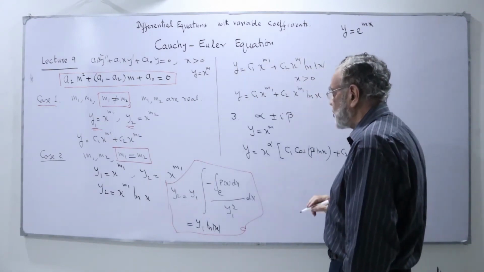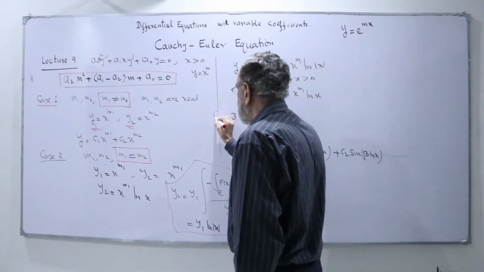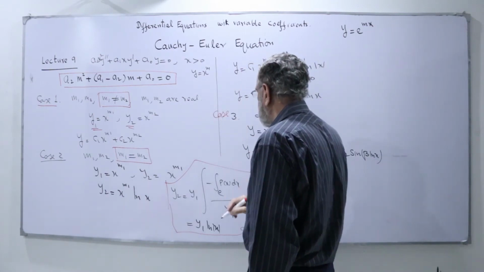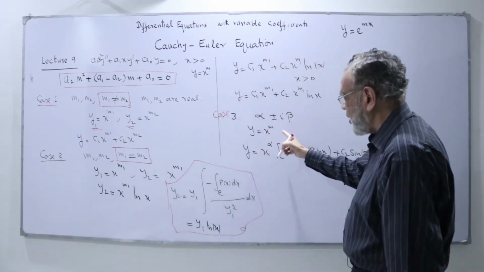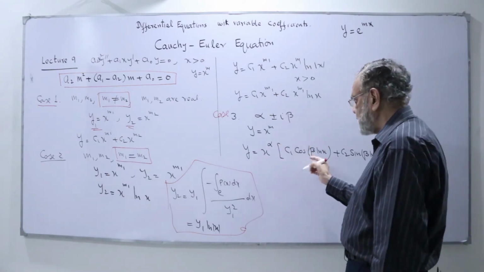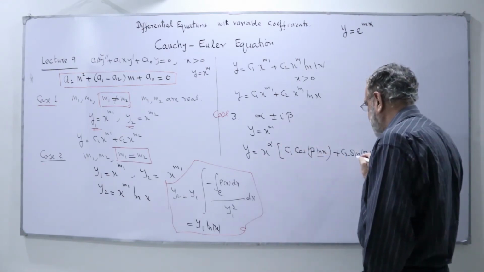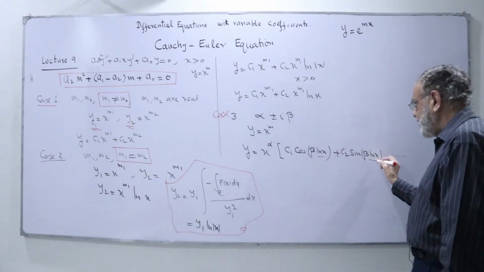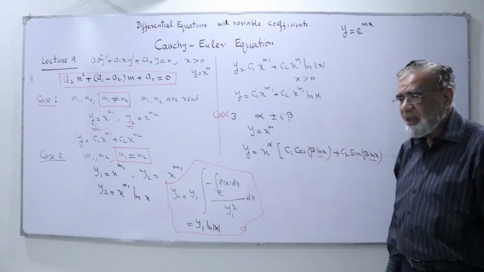So this is my second case. Case 3 is that we are having the complex roots. We substitute alpha plus minus iota beta and simplify this one. We get here y equal to x to the power alpha, c1 cosine beta ln of x plus c2 sine beta ln of x. Where we having x, so before in the last one, here we are having ln of x.